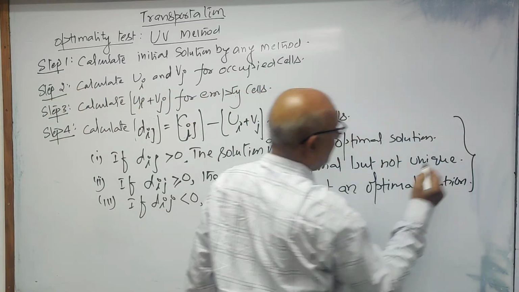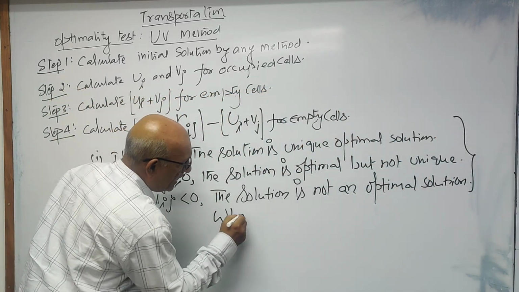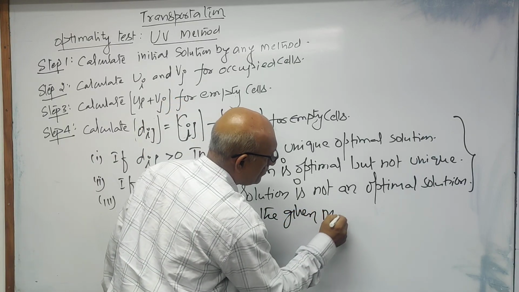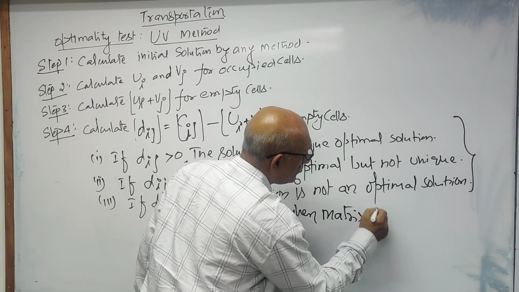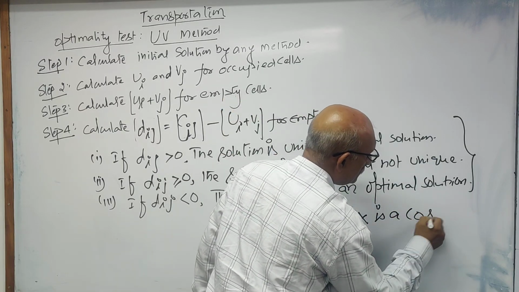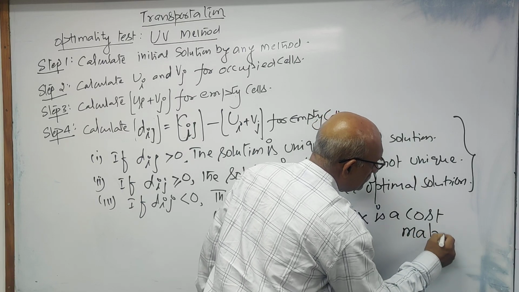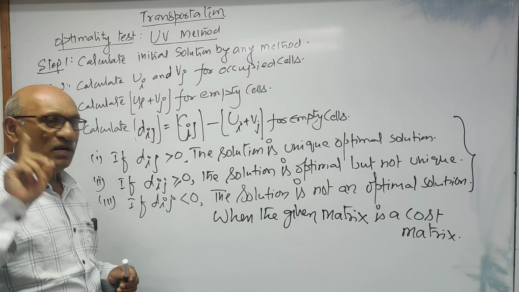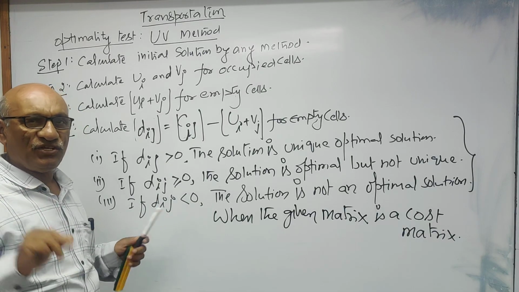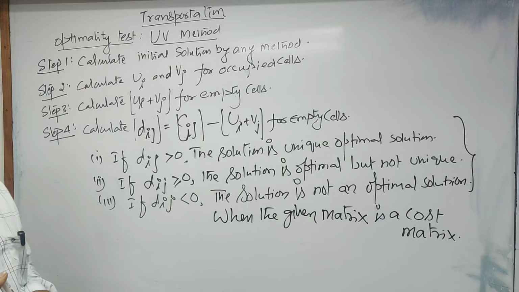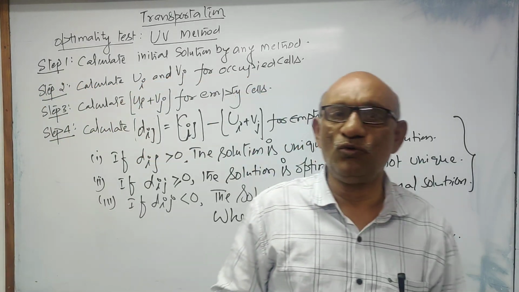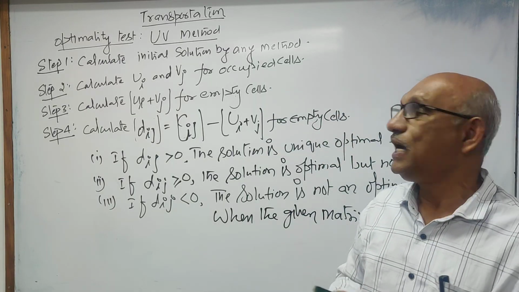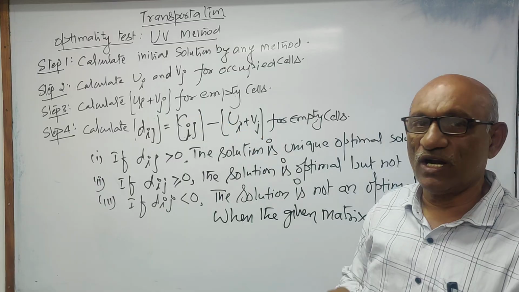These 3 points I'll verify when the given matrix is a cost matrix. If it is a profit matrix, these 3 conditions will change. Okay, let us see how to find an optimal solution to the given problem. Fine, I am considering a cost matrix and I'll explain all these steps one after another.